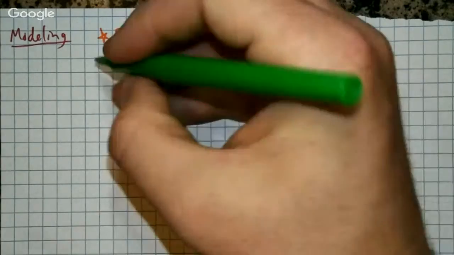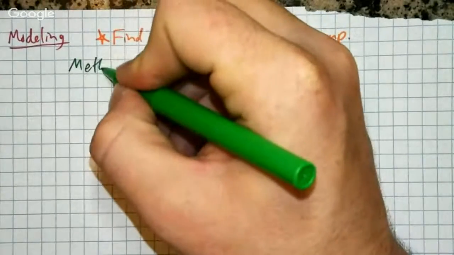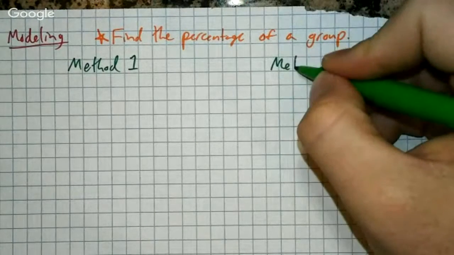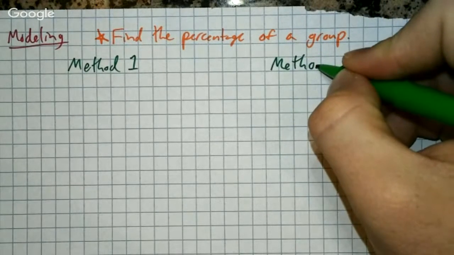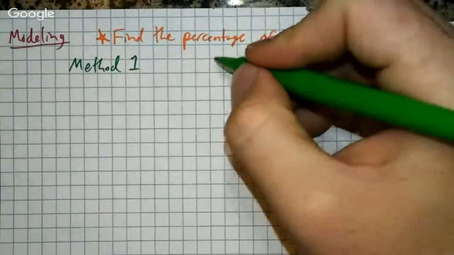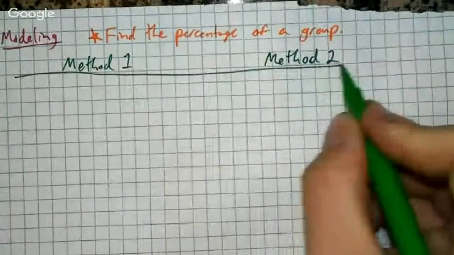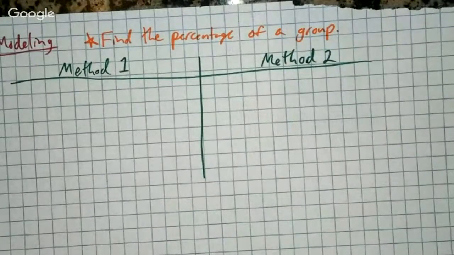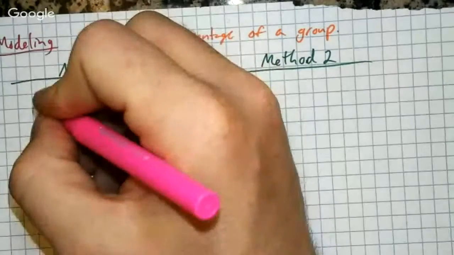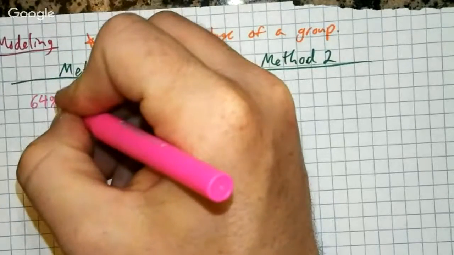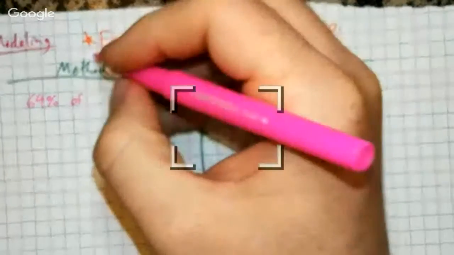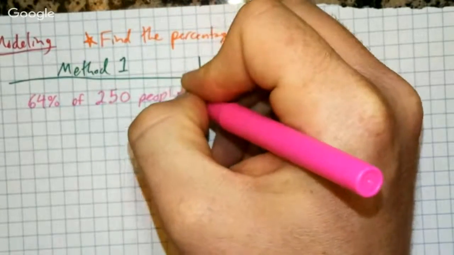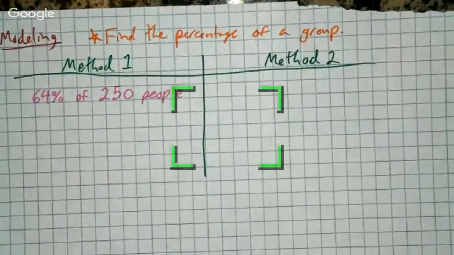There are two methods. Remember, there are always more ways in math to solve a problem. You find which way works for you the best. So we have method 1 and we have method 2. We're going to do the same problem on both. Method 1, we're going to do 64% of 250 people.